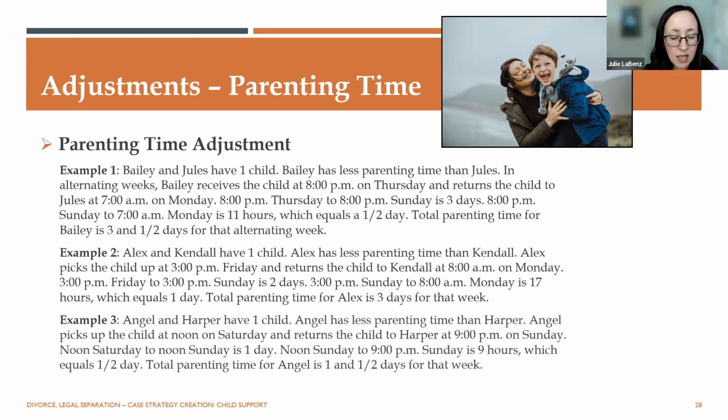Final example. Angel and Harper have one child. Angel has less parenting time than Harper. Angel picks up the child at noon on Saturday and returns the child to Harper at 9 p.m. on Sunday. Noon Saturday to noon Sunday is 1 day. Noon Sunday to 9 p.m. Sunday is 9 hours, which equals a half day. Total parenting time for Angel is 1.5 days for that week.